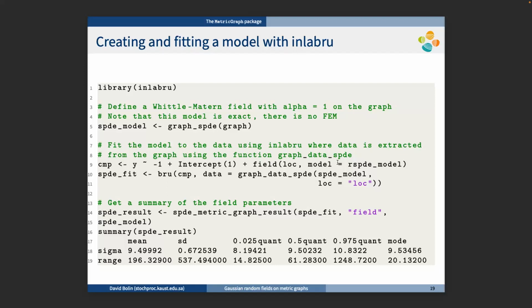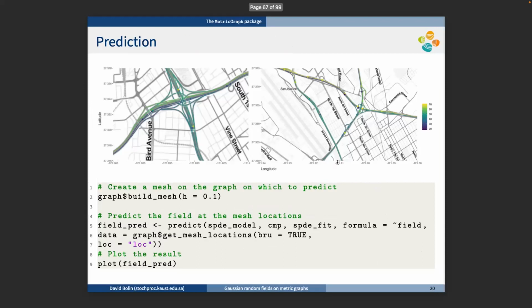We specify the model based on the graph in the top line, then we fit the model using inlabru, and at the bottom we just extract the results. In the lower table you see estimates of the practical correlation range and marginal standard deviation of this model. You can also then easily do predictions. Here is the code for doing Kriging prediction based on this model, and at the top you see the results.